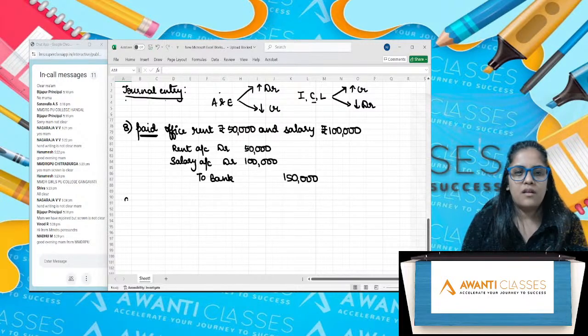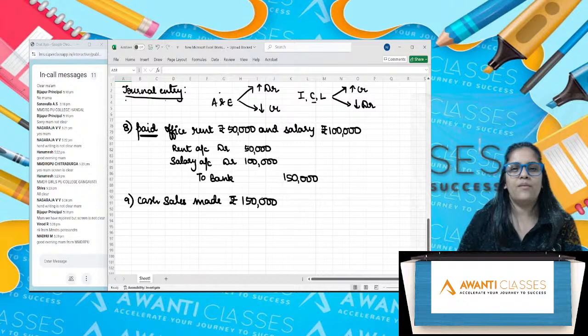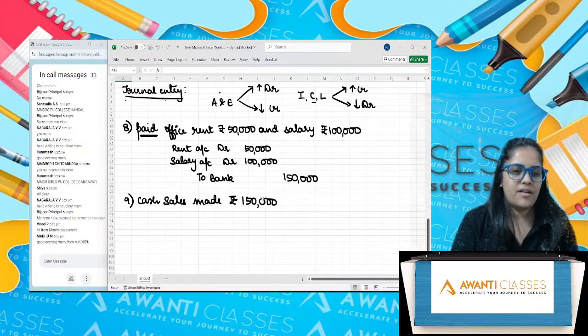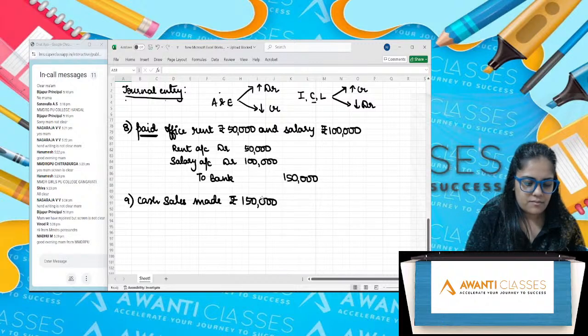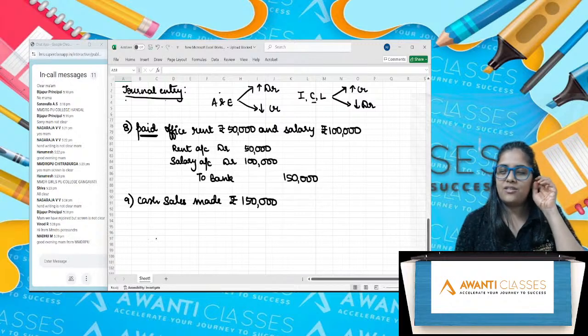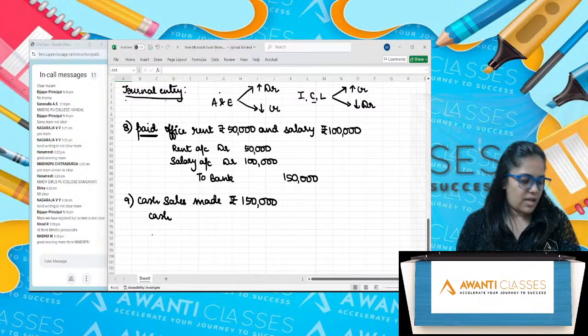Next example, cash sales made rupees 1,50,000. Okay, so we made cash sales. Matlab we made sales and we received cash immediately. So what entry to write for that? Now understand cash sales made. So cash money will come in. So one cash account and second sales account.